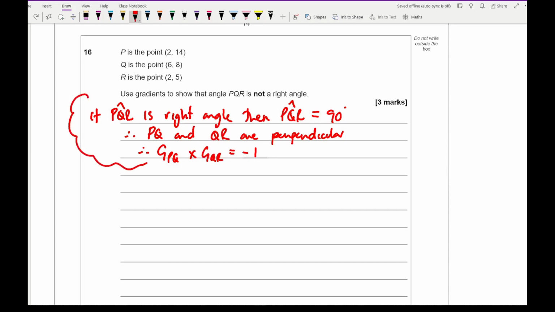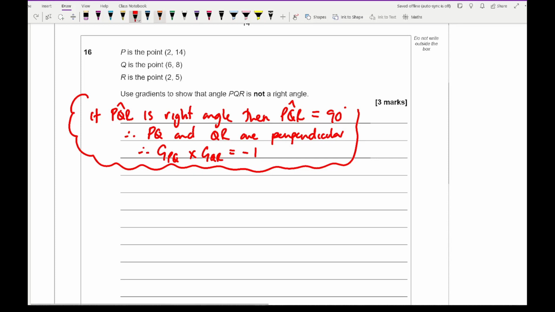and therefore the gradient of PQ times the gradient of QR equals -1. That's one proof to show that two lines meet at 90 degrees, or that an angle is 90 degrees, or perpendicular, I should say. Or you could use the method which is probably more renowned at GCSE level, where it's showing one gradient is the negative reciprocal of another. That is absolutely fine. This is basically a translated version to a more A-level standard.